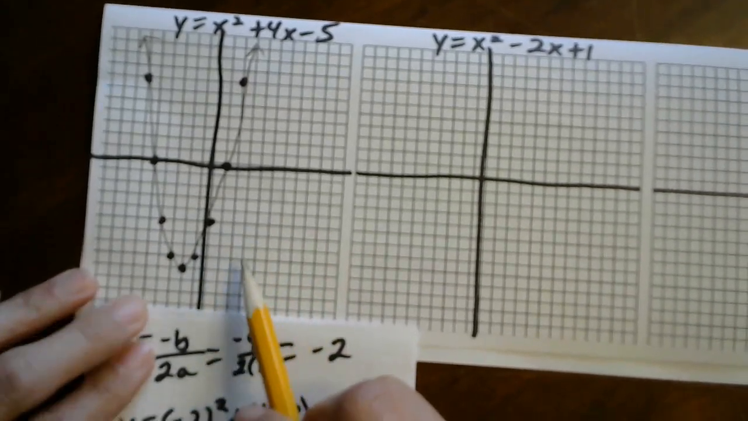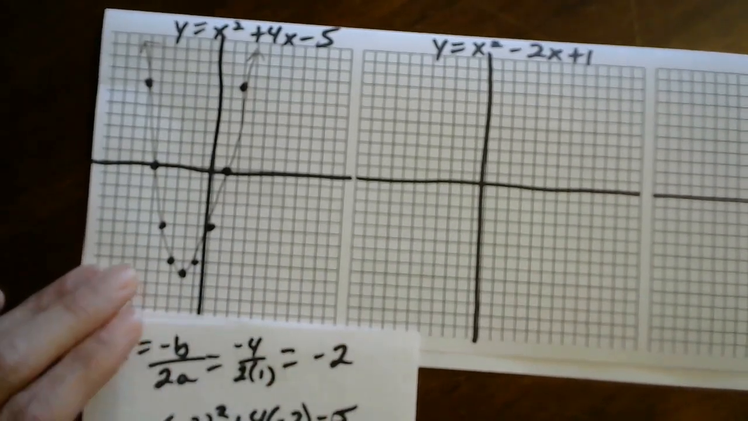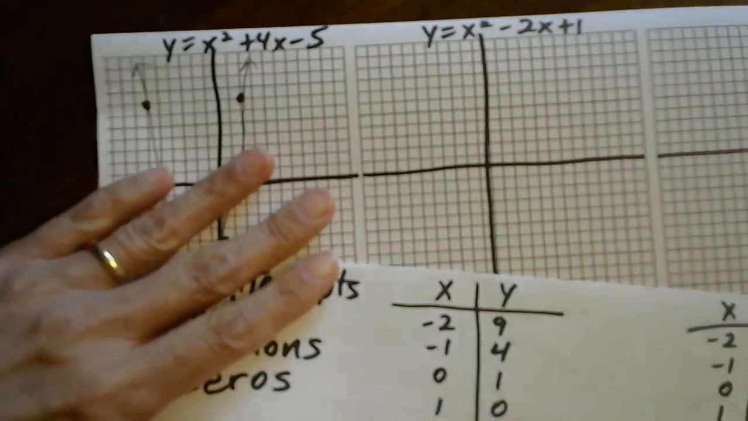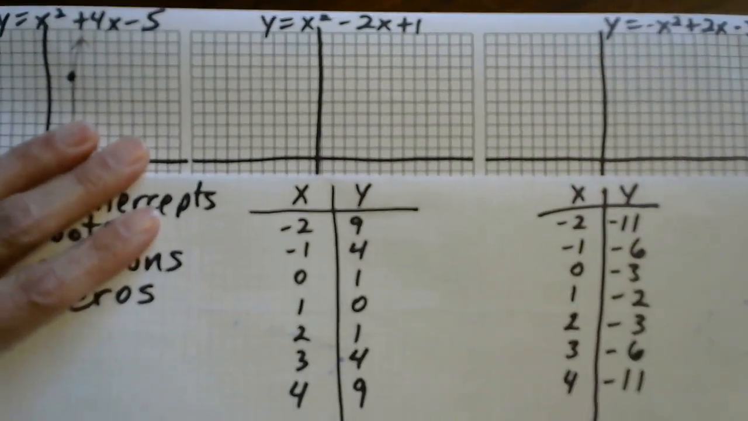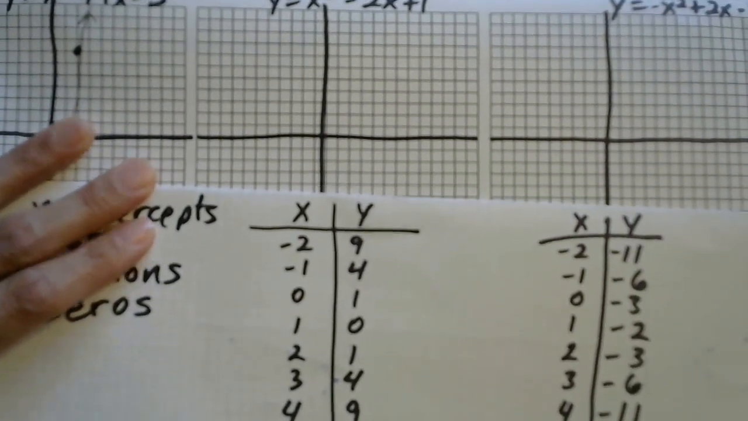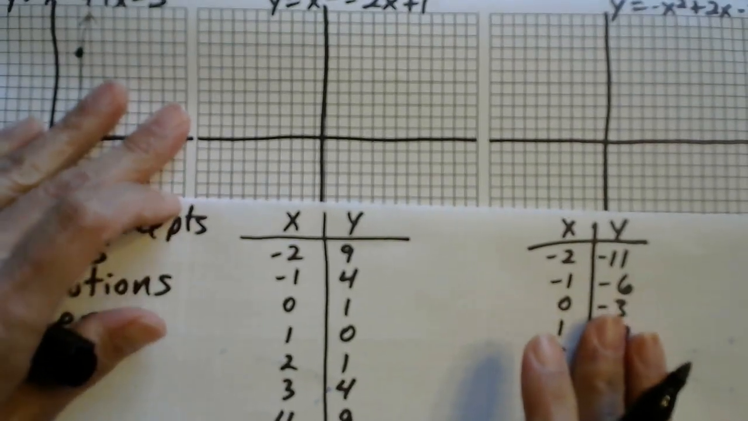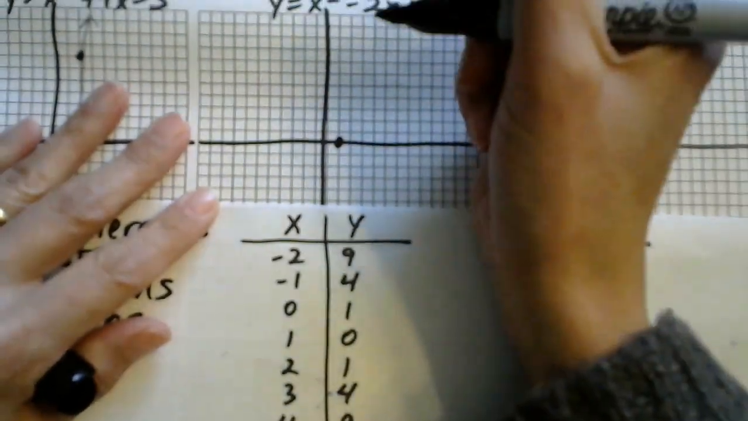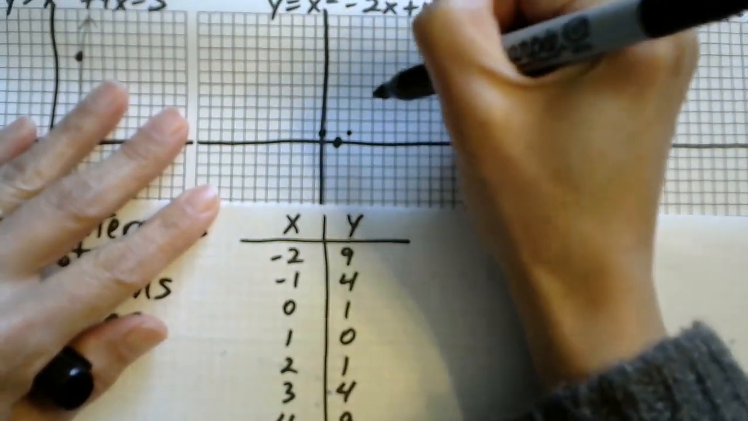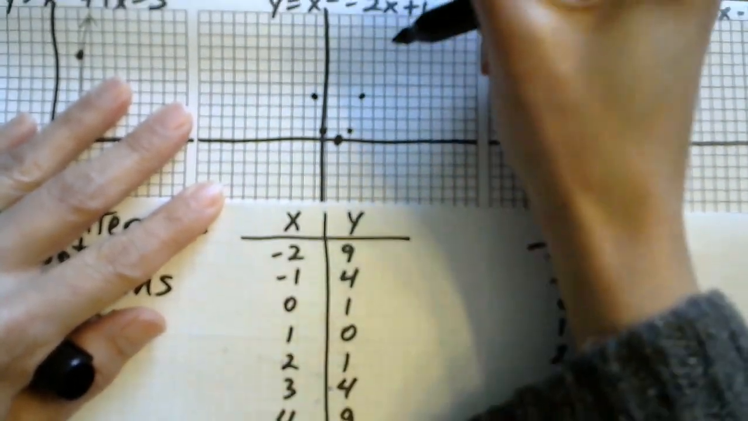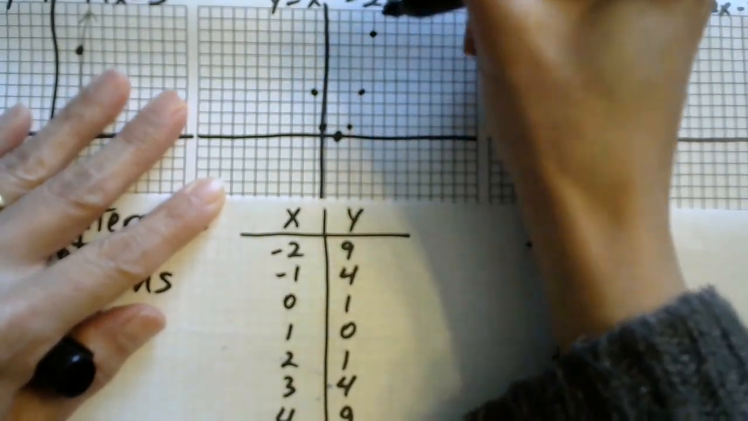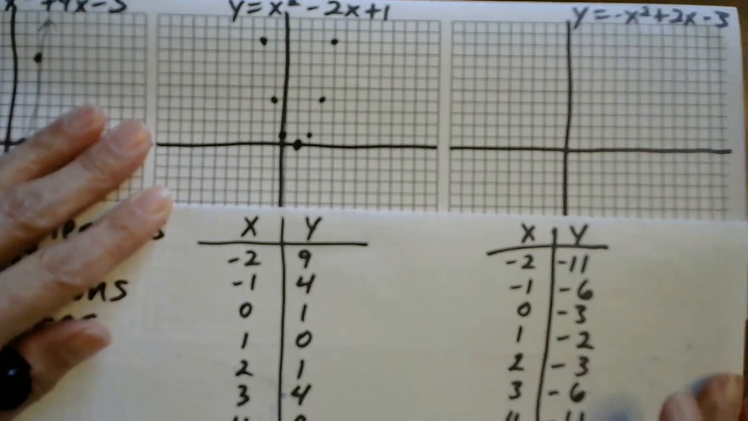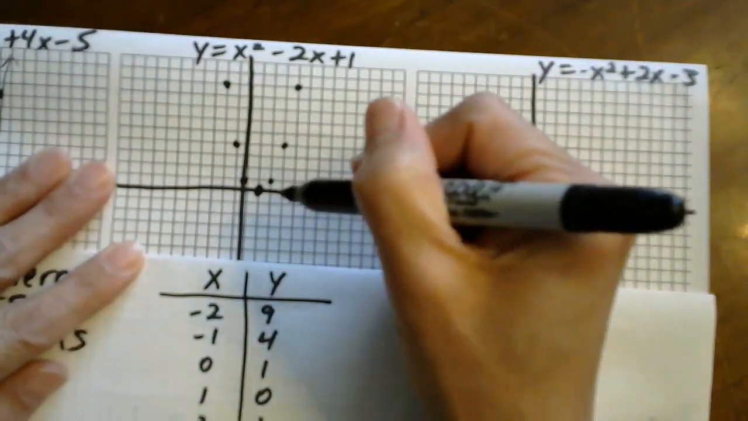So now that we have graphed this one, we're going to graph the other two equations, but I have already come up with the table of values, and we're just going to plot those values. So my vertex is 1, 0. And this graph also curves upward.